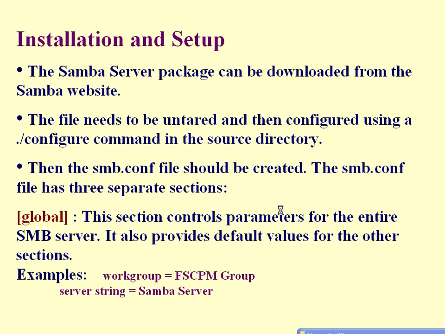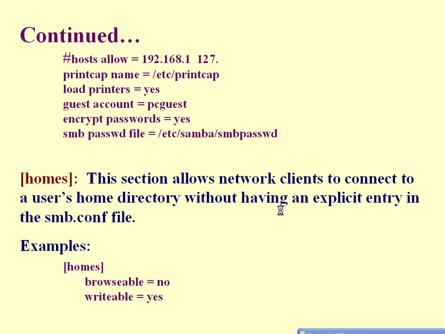For example, workgroup should be equal to FSCPM group and server string should be equal to Samba server. Hosts allowed are the addresses of the host. Printcap name should be equal to /etc/printcap. Load printers should be equal to yes. Guest account should be equal to pcguest. Encrypted password should be equal to yes. SMB password file should be equal to /etc/samba/smbpasswd.